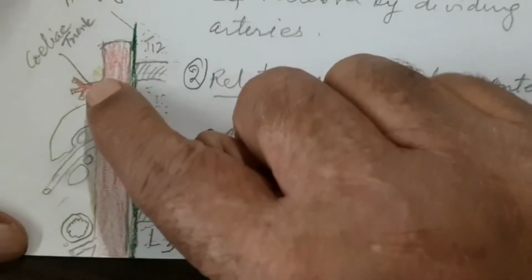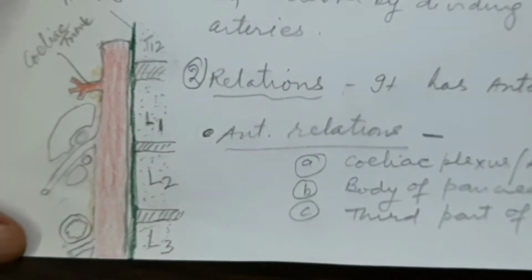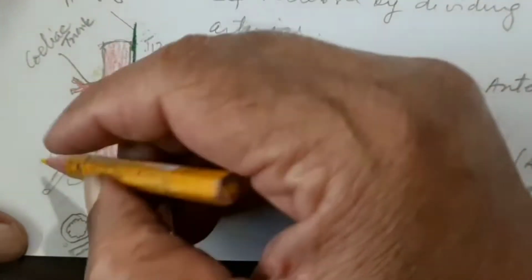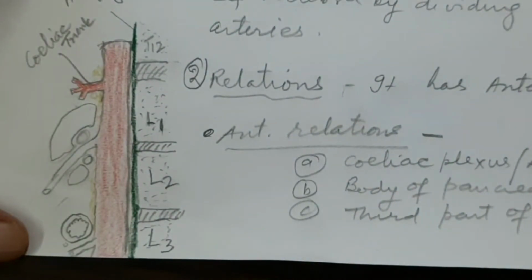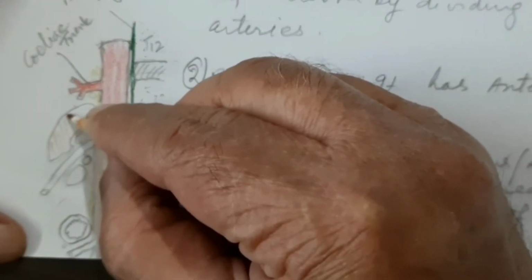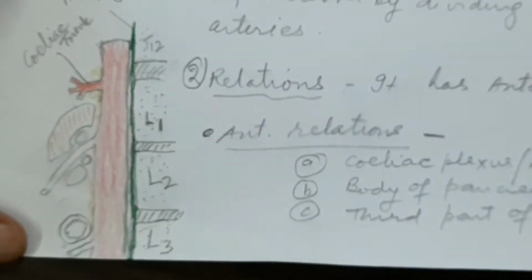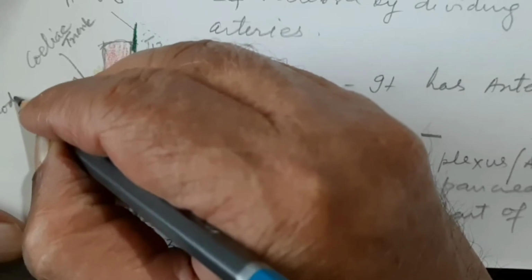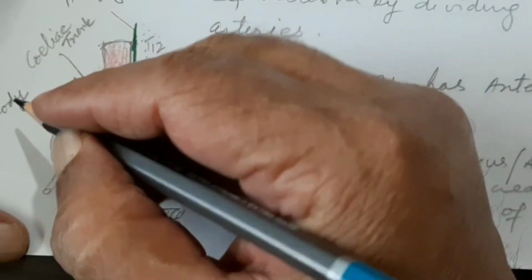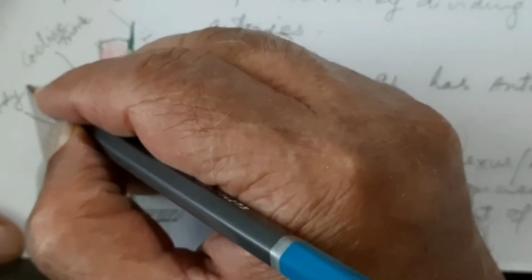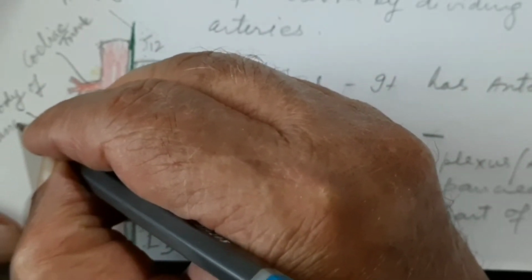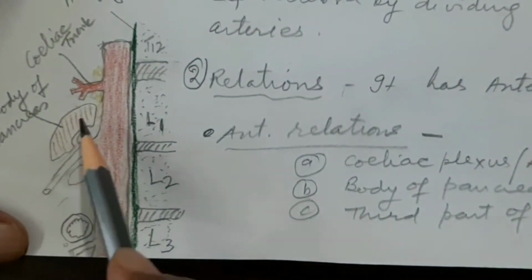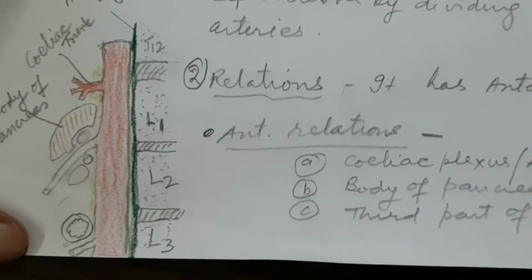Then just below the celiac trunk there will be the presence of another structure here, which is the body of the pancreas. So I am just drawing it here, body of the pancreas. The body of pancreas will cross the aorta from right to the left side. So this is the body of the pancreas, which lies in front of the abdominal aorta, below the celiac trunk.